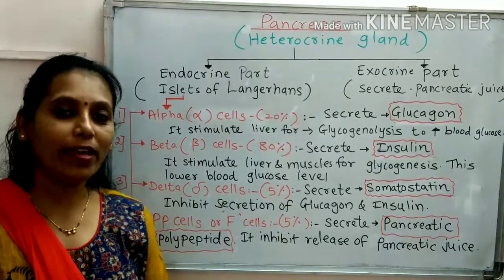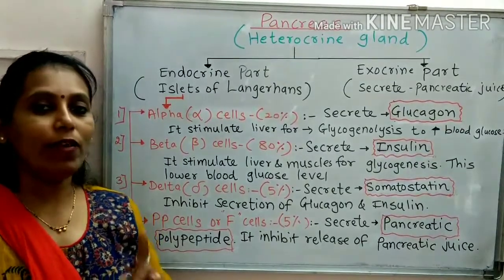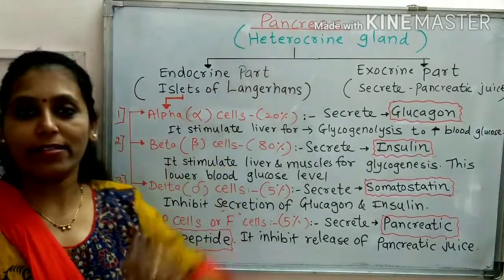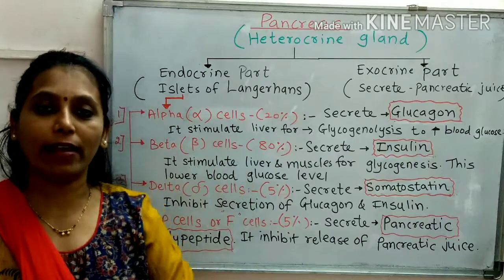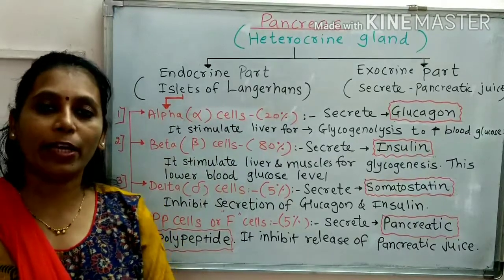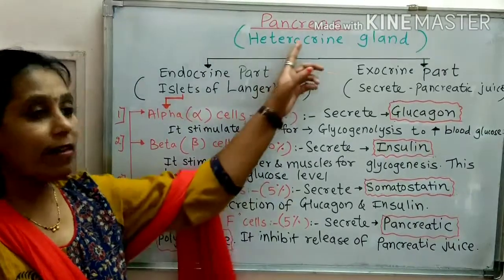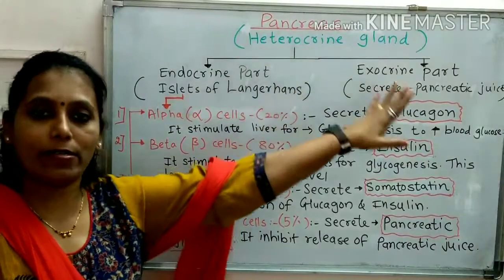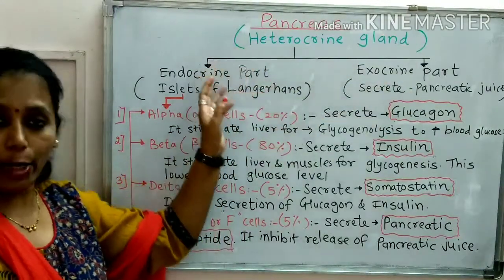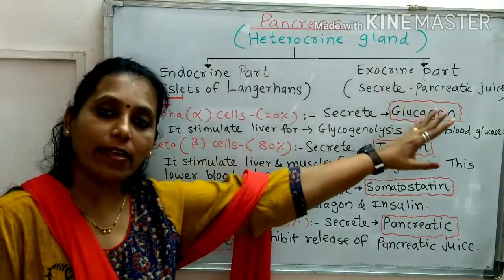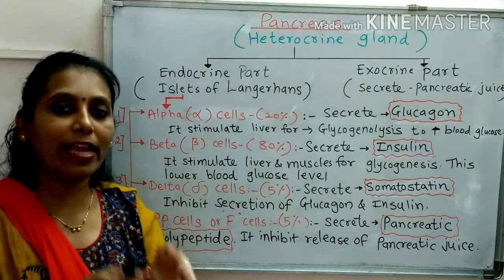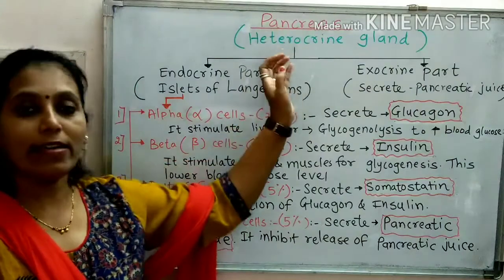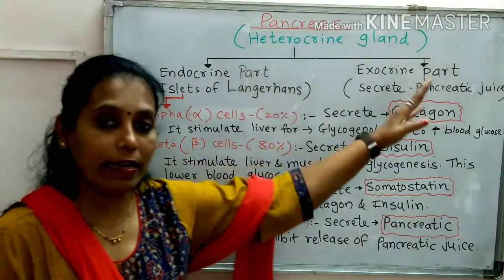Everyone, today we are going to study one gland, the pancreas. Now, the pancreas is a heterocrine gland. What do you mean by heterocrine gland? It consists of two parts. One part is endocrine and another part is exocrine. As it consists of two different parts in one gland, this gland is a heterocrine gland.